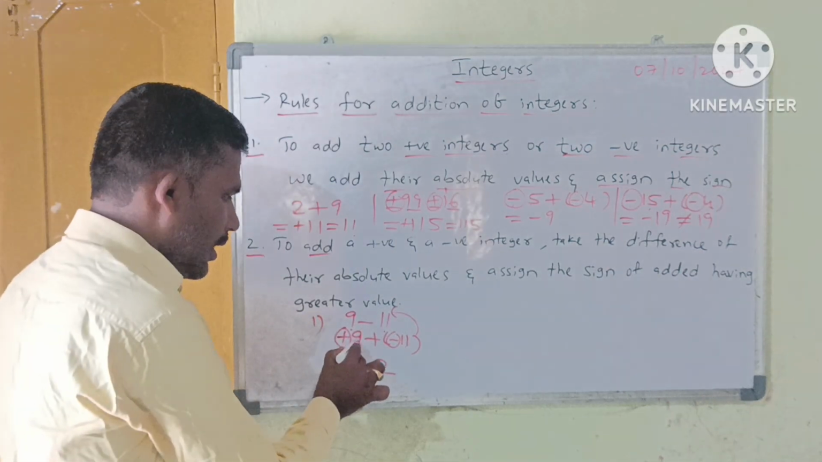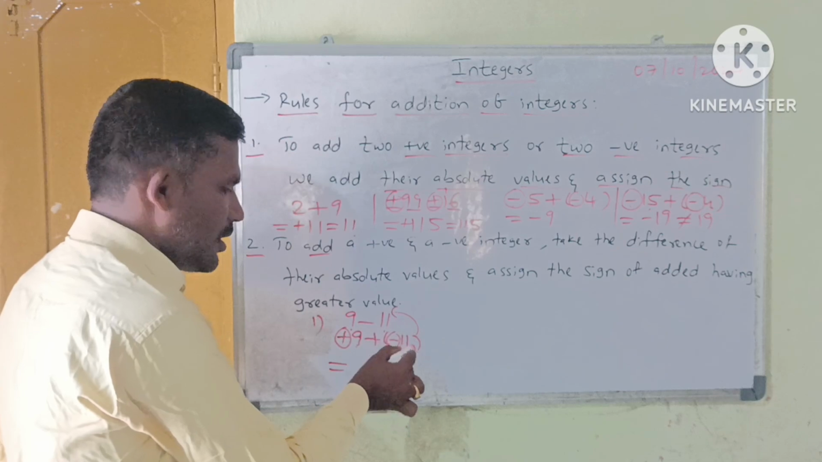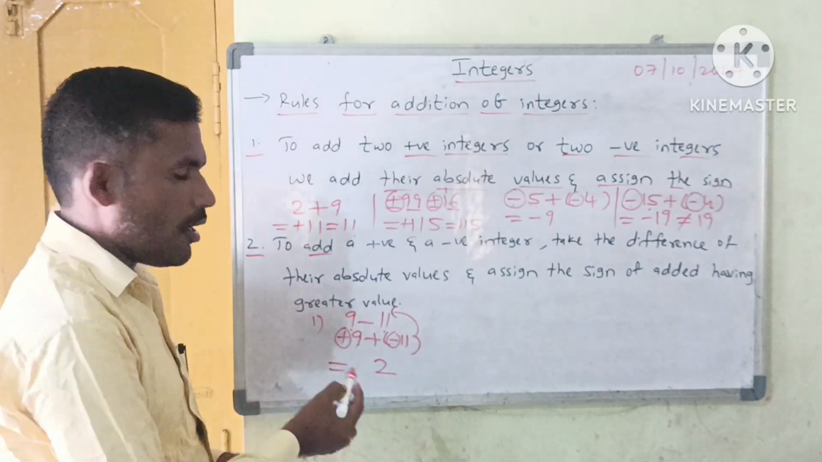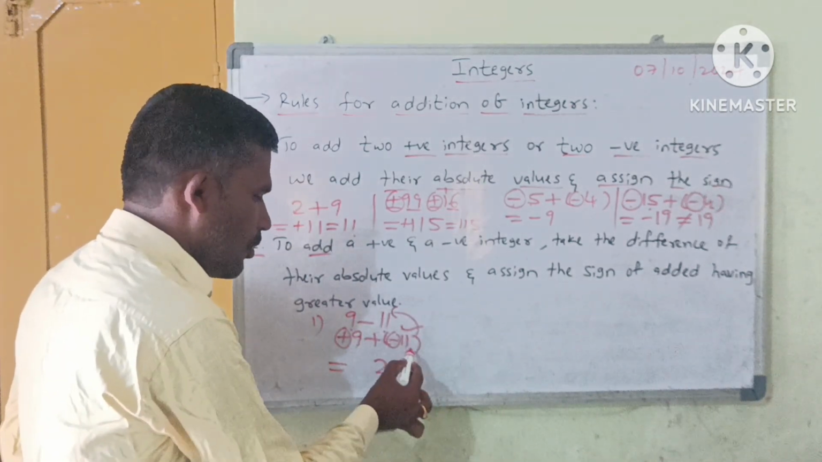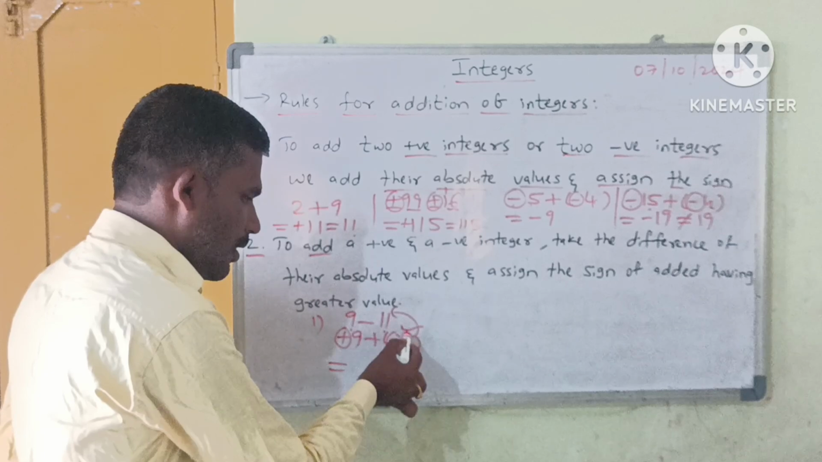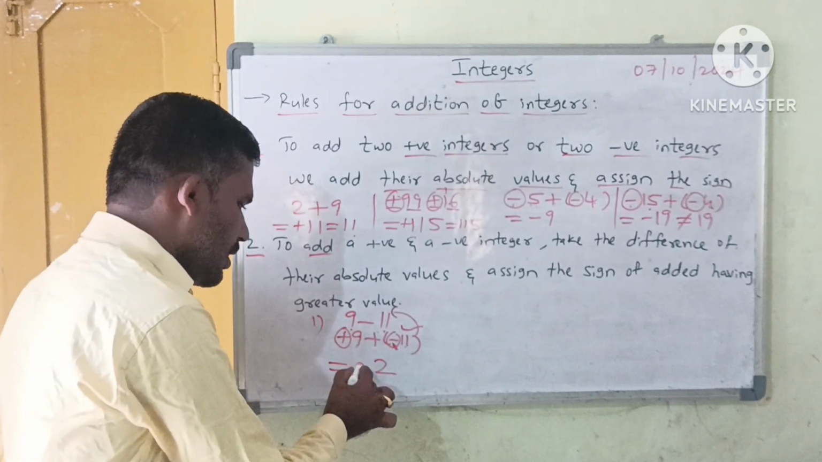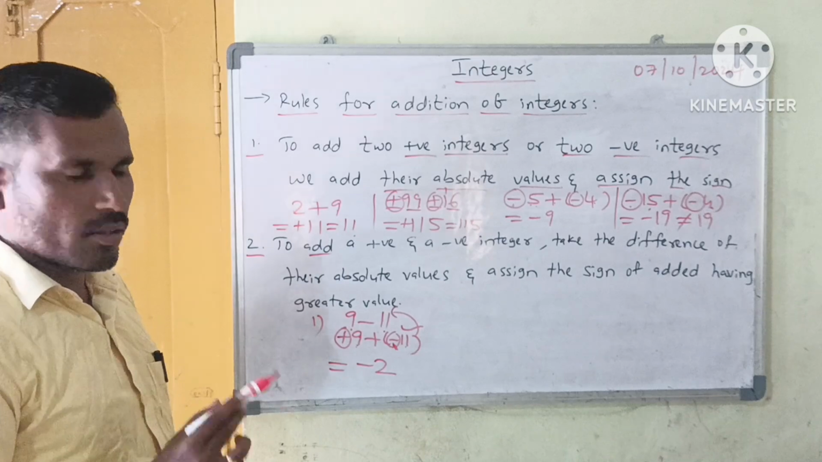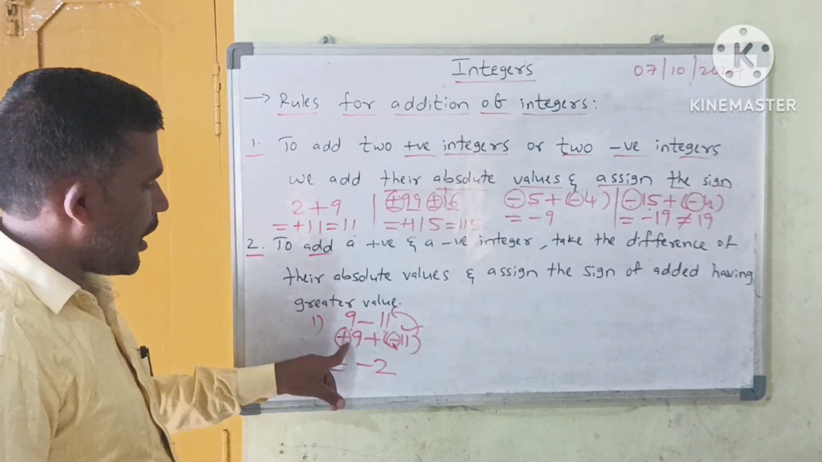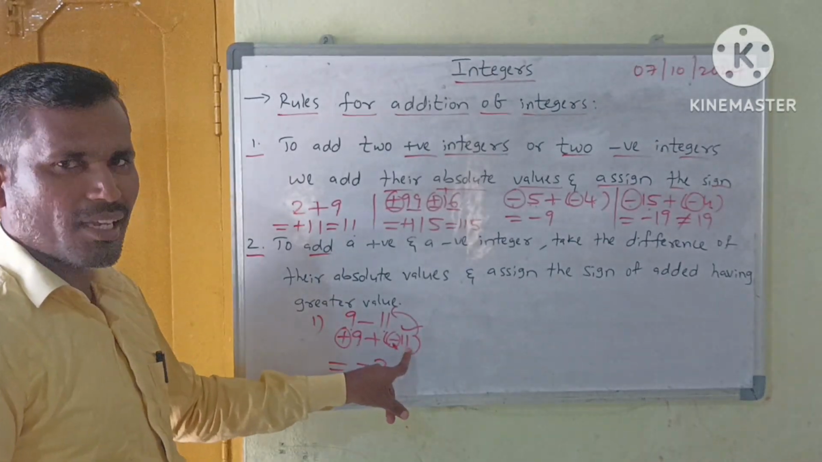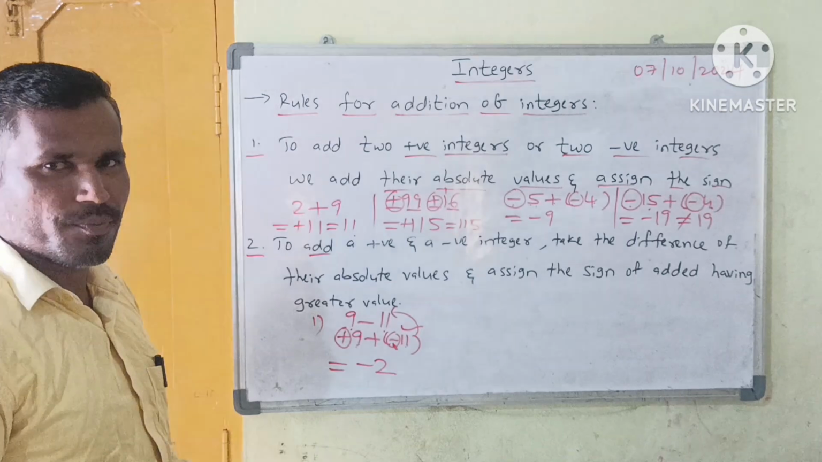So in the 9 and 11, which one is the greater value? 11 is the bigger value. So for the bigger or greater value, which sign is assigned here? Minus. So this sign we have to take here also. That is indirectly 9 plus minus 11 is minus 2.